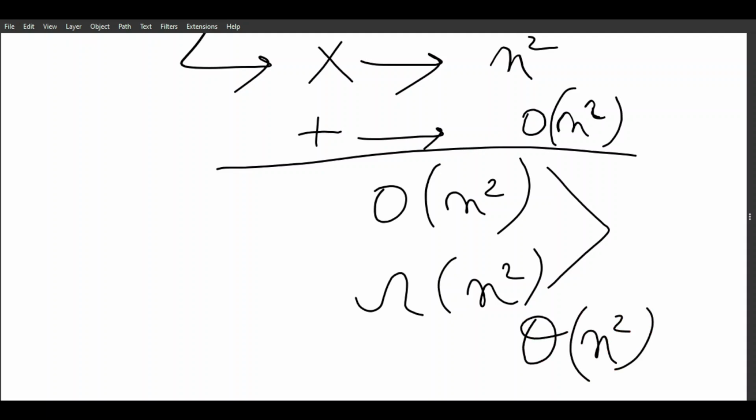Because the number of multiplications itself is n square, so this is the lower bound. Upper bound we have already shown big O of n square, so big theta of n square. So this is the very basic multiplication algorithm. Now the same algorithm we apply divide and conquer.